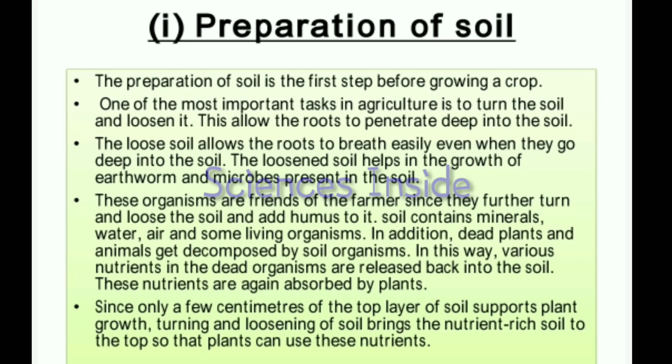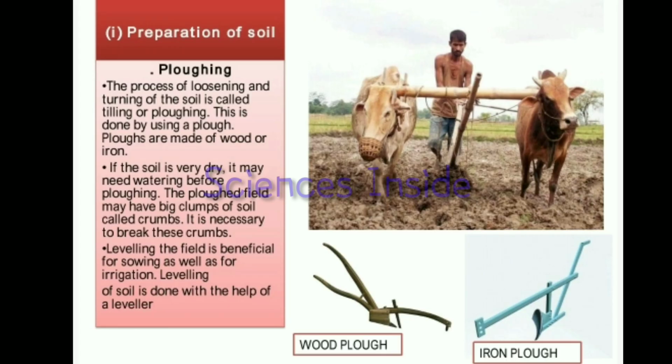Since only a few centimeters of the top layer of the soil supports plant growth, turning and loosening of soil brings the nutrient-rich soil to the top so that plants can use these nutrients. So the techniques used for preparing soil before the seeds are sown are called plowing and leveling. So let's study about plowing first of all.